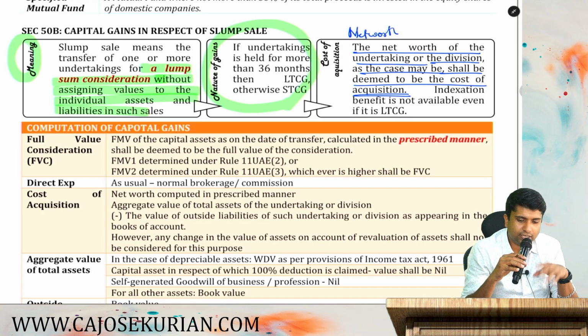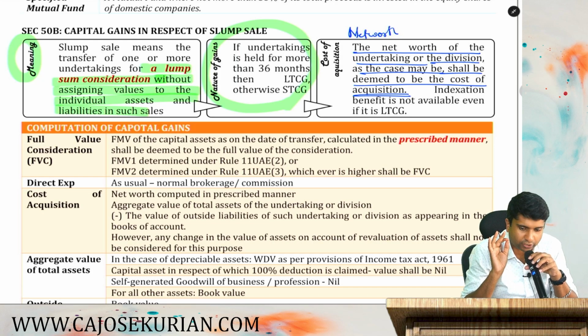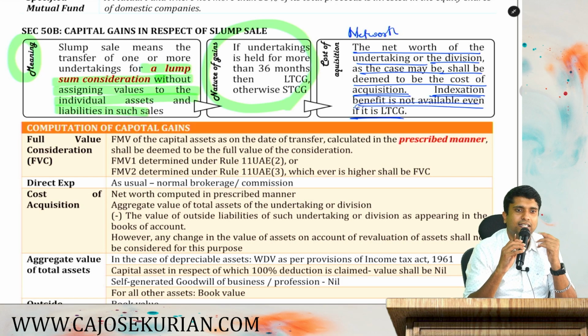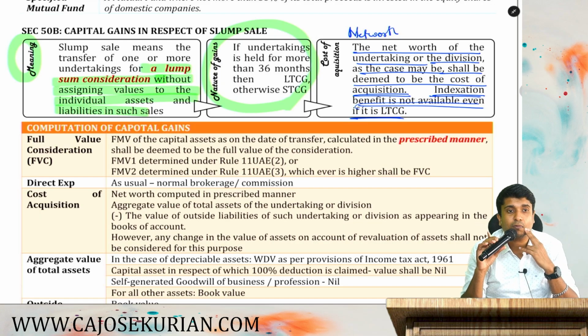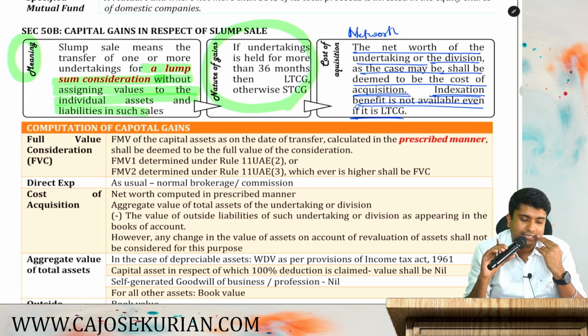Cost of acquisition. That net worth can be considered as the cost of acquisition. From that cost of acquisition, you are not supposed to claim the benefit of indexation. You cannot claim the benefit of indexation. That's what the department says. From the cost of acquisition, you are not supposed to claim the benefit of indexation. And let's understand this one by one.